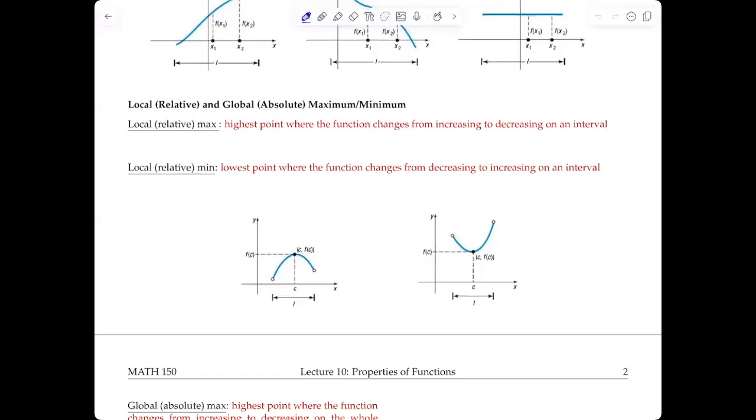For local maximum, it is the highest point where the function changes from increasing to decreasing on an interval. So this is quite important for the definitions: on an interval. It's not always going to be the highest point on the entire graph. The local or relative maximum is the highest point on the graph in a certain interval. And for the definition of local or relative minimum, it is the lowest point where the function changes from decreasing to increasing on an interval.